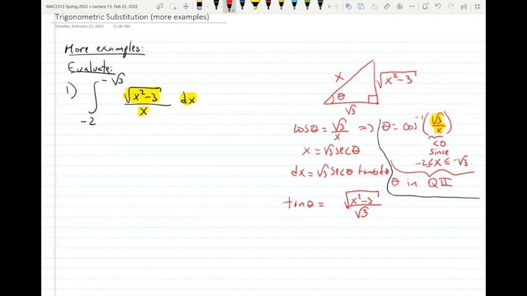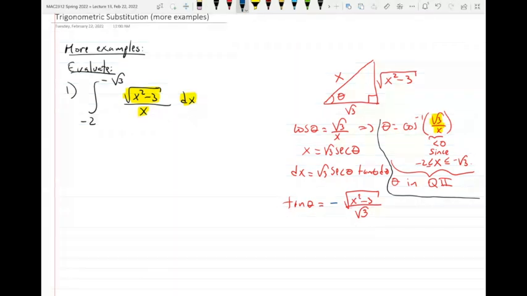Do you understand this? Now, where is our angle? And what do we know about tangent in quadrant 2? It's negative. Therefore, it's our job to manually put a minus there, because our angle is in quadrant 2, so we need to get a negative tangent.